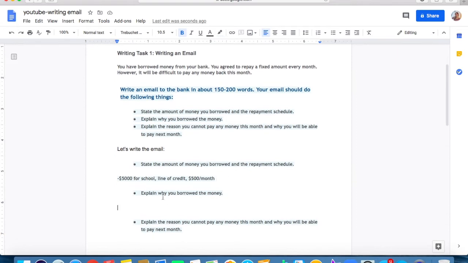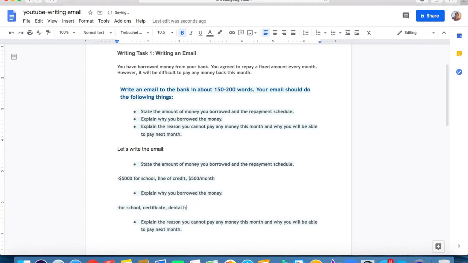Explain why you borrowed the money. For school, I already said that. For school, I'm doing a certificate. Maybe, what can I say? Maybe a dental hygiene certificate. Dental hygiene. Except dental hygiene school is way more expensive than that. But let's just say $5,000.